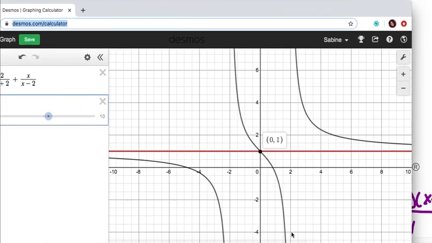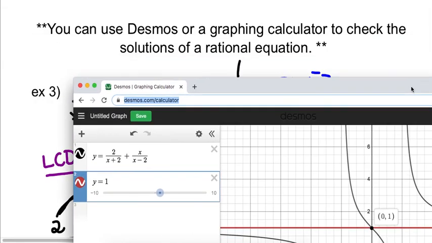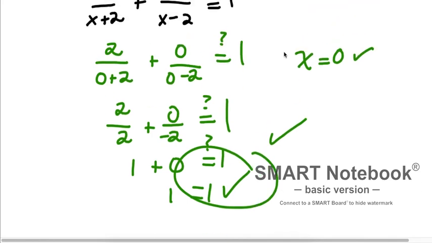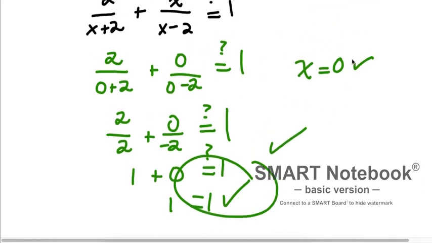And then check where they literally intersect on the graph. So the black is one equation. The red is another equation. Where are they crossing? The only point I see is here. And what x value is that? That's 0. Because remember, we are, after all, solving for x.